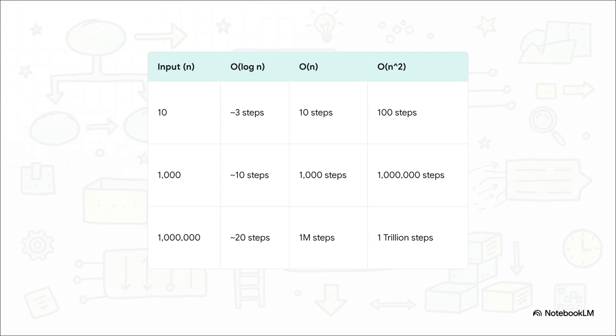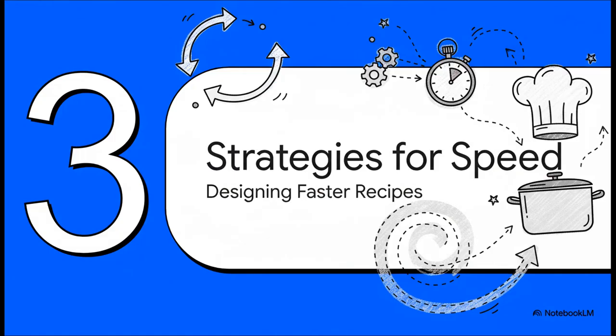The good algorithm takes what? Maybe 20 steps? Amazing. The okay one takes 1,000,000 steps. But the bad one? It takes 1,000,000,000,000 steps. That's the difference between an answer that's instant and an answer you'll literally never get. So if we know that this difference exists, how do we actually go about designing these faster recipes?